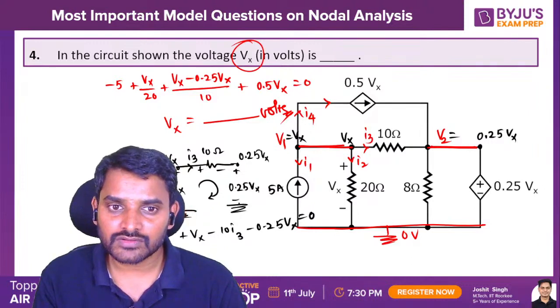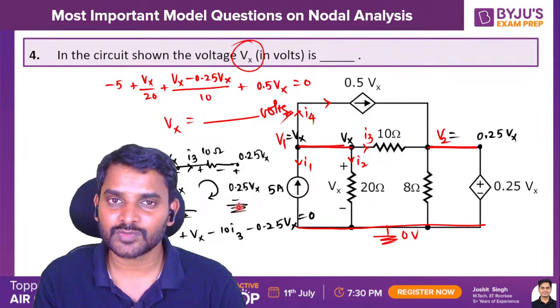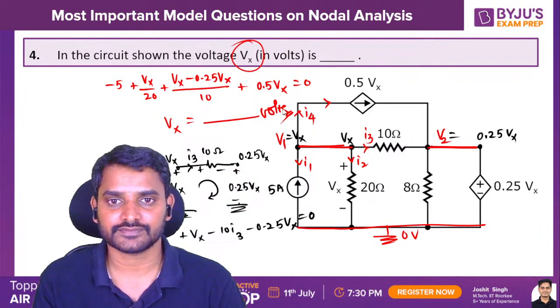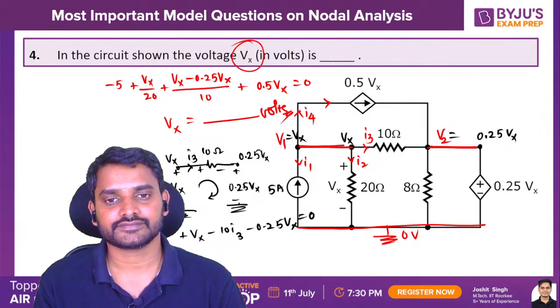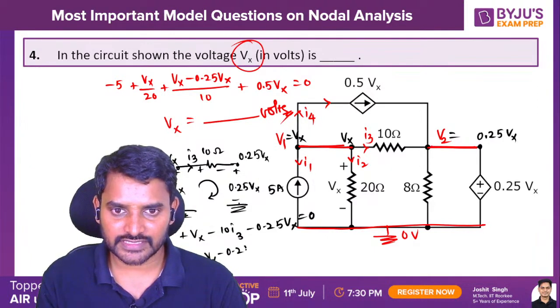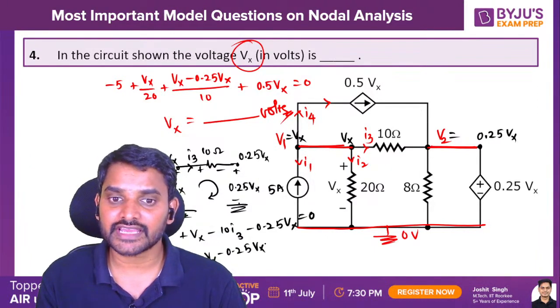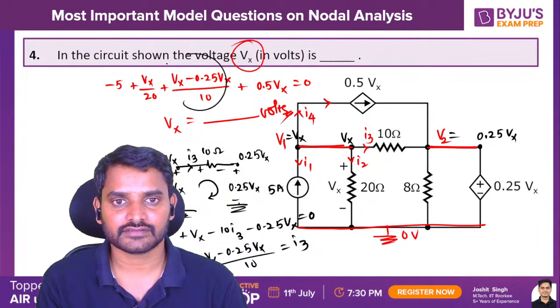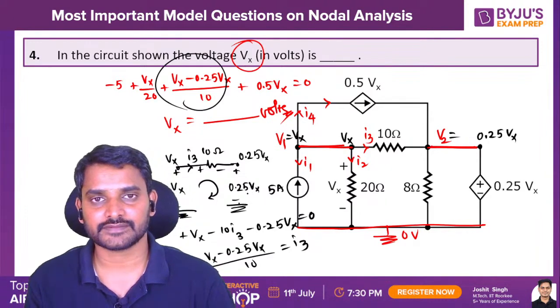I am moving from ground, so plus Vx, leaving polarity, minus 10, I3, minus 0.25 Vx is equal to 0. So solve this one. Vx minus 0.25 Vx is equal to 10, I3 divided by 10 is equal to I3. That is what I have written, I3 in place of I3.